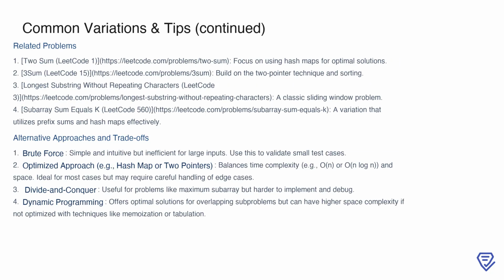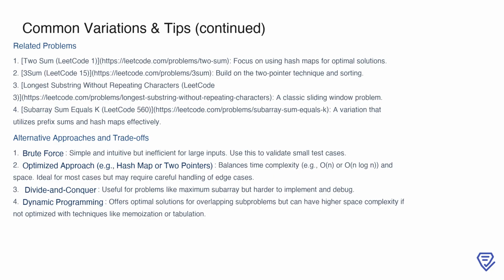To strengthen your understanding, it's helpful to explore related problems. For example, 2-sum is a classic problem that emphasizes the use of hash maps for efficient solutions. Building on that, 3-sum introduces additional complexity where sorting and the two-pointer technique become invaluable. Another great example is longest substring without repeating characters, a textbook sliding window problem that tests your ability to manage dynamic ranges. Similarly, subarray sum equals k showcases how prefix sums and hash maps can be combined to solve problems efficiently.